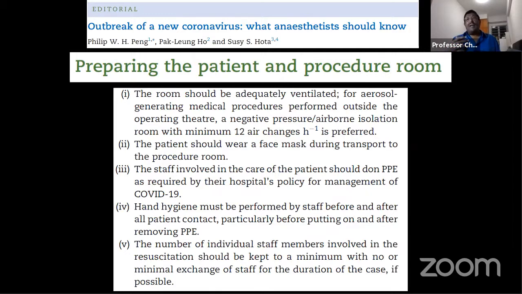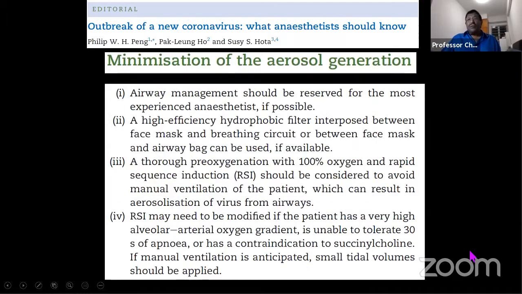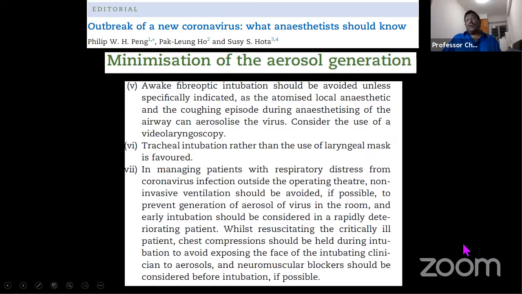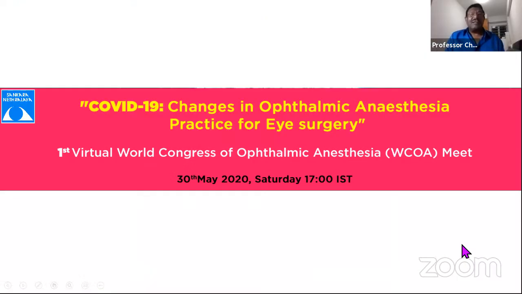I highly recommend that you read this paper in the BJA, which was just published a couple of weeks ago. It goes on to say how to prepare the patient and how the procedure room should be prepared. Then they also talk about the minimization of aerosol generation, which is very important for any suspect cases, and further recommendations for minimization of the aerosol. These articles relate to you more than the surgeon, because they are written for anesthetic consumption. That's what I had to say, Jai.